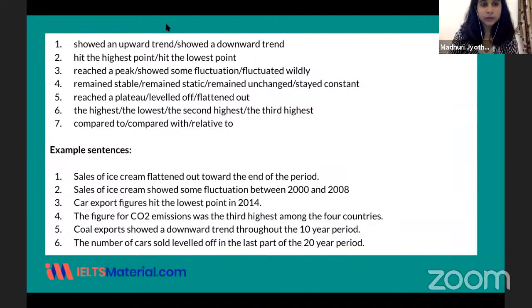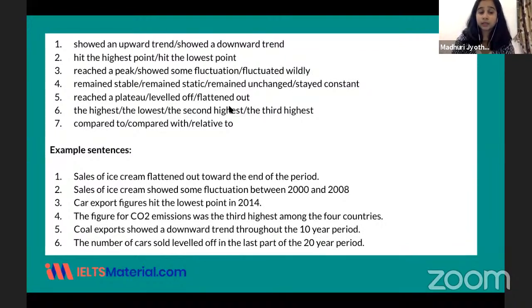Okay, so for example, the first one here showed an upward trend. Yeah, that means increased. So instead of increased or decreased, you can say upward trend, downward trend, or hit the highest point or hit the lowest point. So for something that leveled off, right?